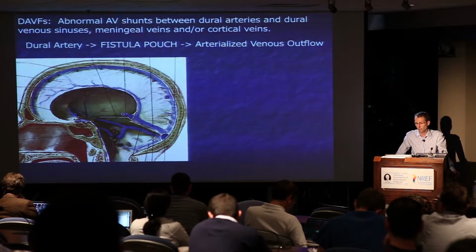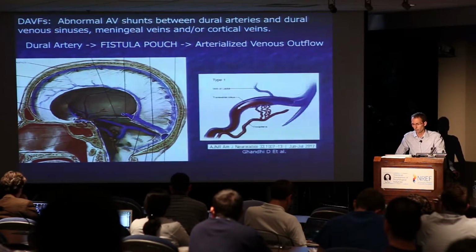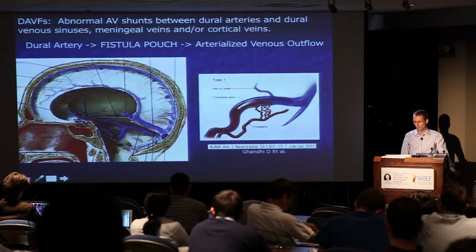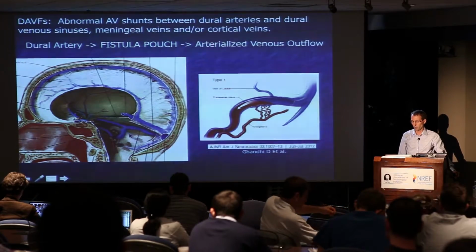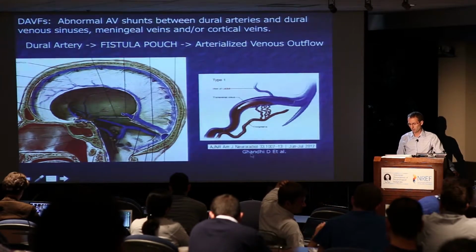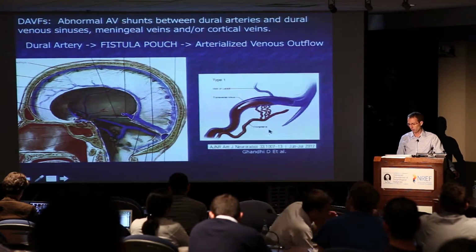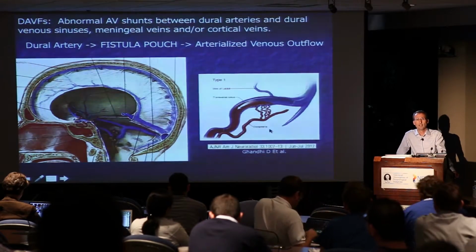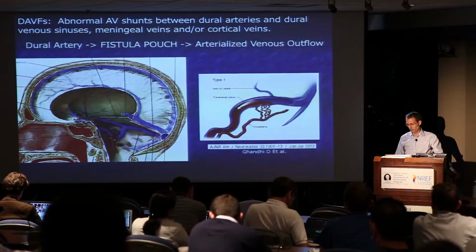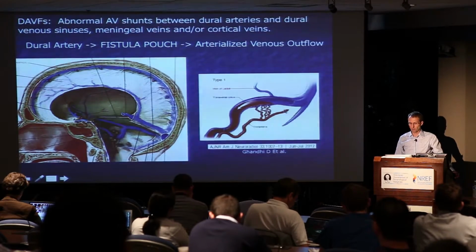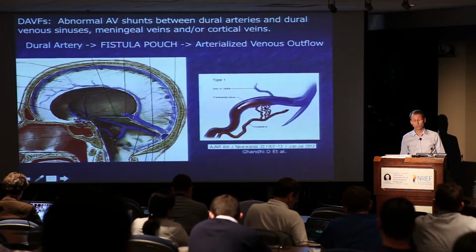So just to review, here's a sagittal Netter illustration. And if we just focus in on the torcula and the transverse sigmoid sinus junction, this is a nice review in AJNR not too long ago. But it just illustrates the basic anatomy of a simple dural fistula. And actually, the transverse sigmoid sinus is the most common location for dural fistula.